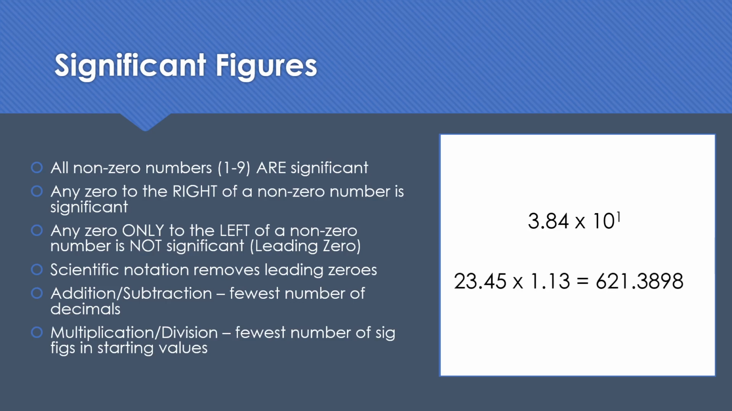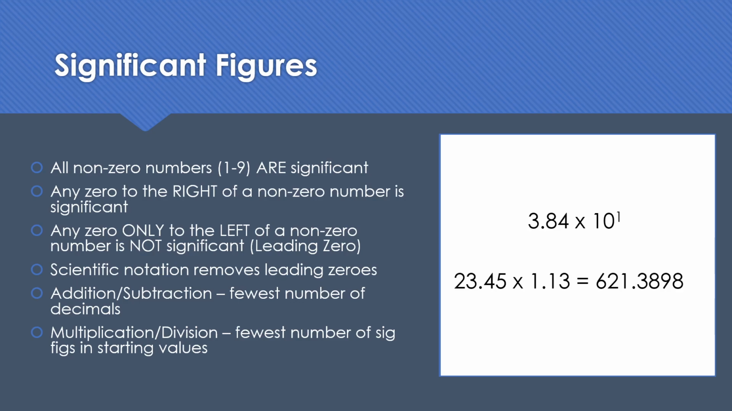For multiplication and division, your answer is allowed to have as many significant figures as your starting value that has the fewest significant figures. So we take this calculation, for instance, 23.45 times 1.13 is equal to 621.3898. Okay, that's like the exact value.